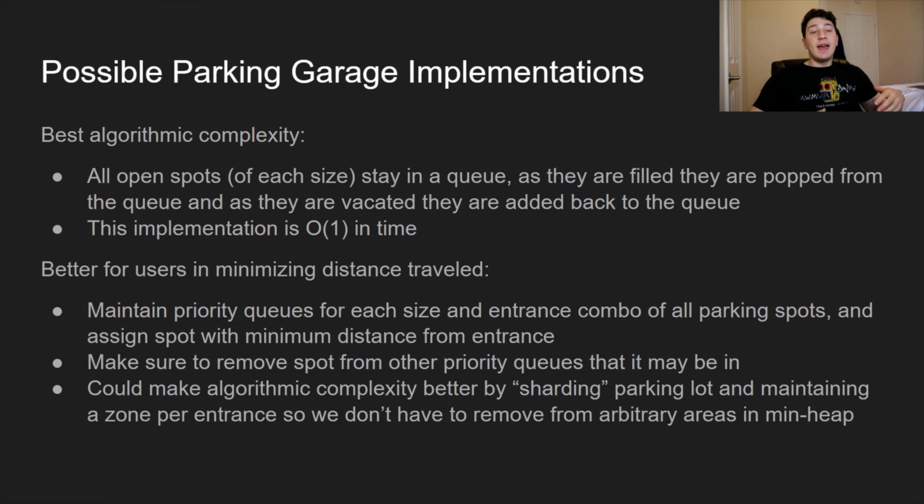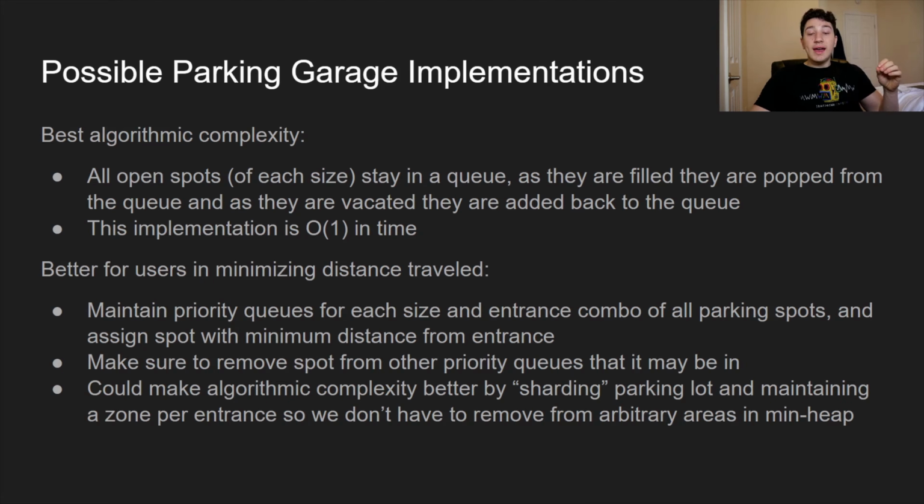Now the issue here is that I've mentioned that there are multiple possible entrances in our parking garage, and each entrance is also going to have a corresponding exit, but let's not worry about that for the moment. And as a result, we're going to have to maintain many different priority queues, showing the distances to each one of those entrances. And so every single time that a car is entering from a given entrance, we have to pull up the correct priority queue, both for the corresponding size of the car and also the corresponding entrance.